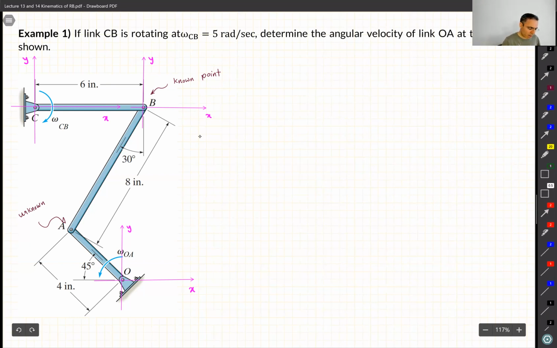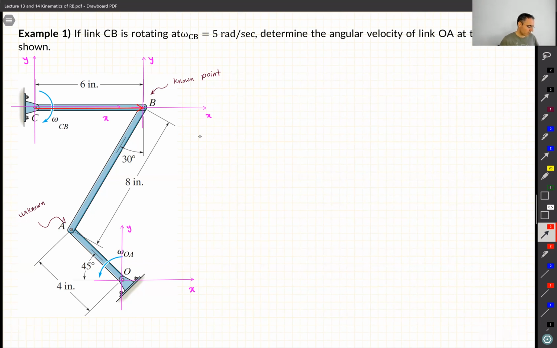Now let's set up the R vectors that we need. Maybe I use, let's say, the color red. Okay, so this is one vector. I'm talking about the link CB. If I want to calculate the velocity of point B, what is the velocity of point B? It will be omega CB cross R, which R? Let's call this one R1.